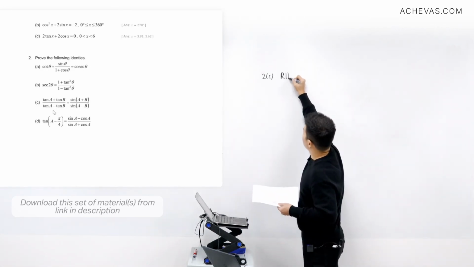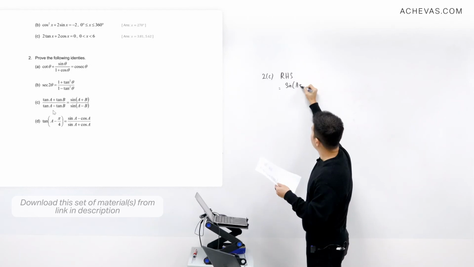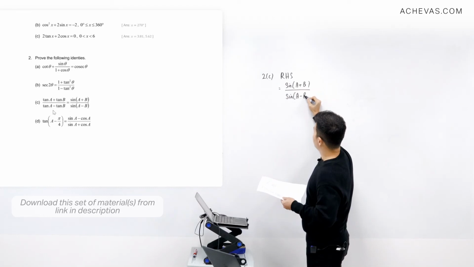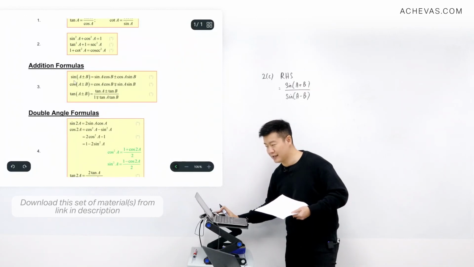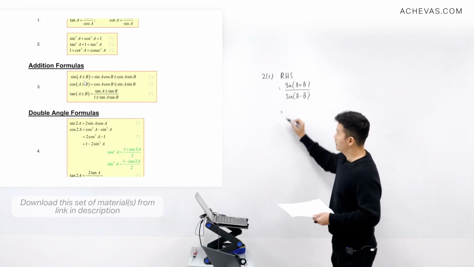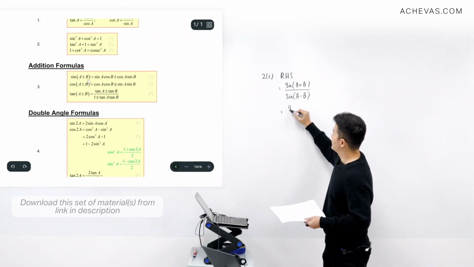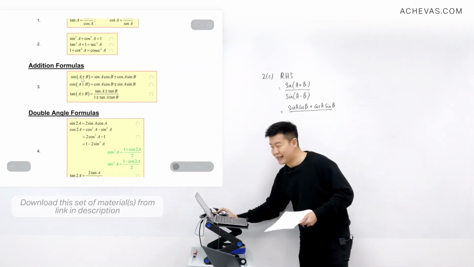If I start with the right hand side, that means I'm going to be working on sine of (A plus B) divided by sine of (A minus B). Let me go back to the list of identities that we have here, and I guess it is pretty obvious that I'm going to be using the addition formulas. For the numerator, sine (A plus B) is going to be written as sine A cosine B plus cosine A sine B, divided by sine (A minus B).